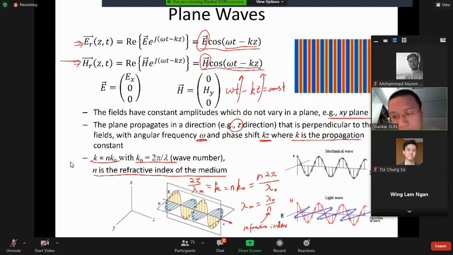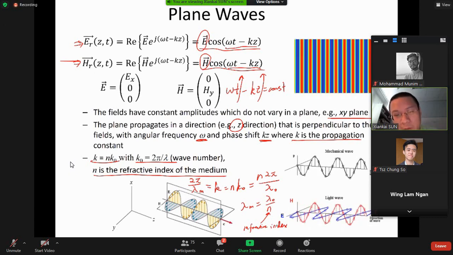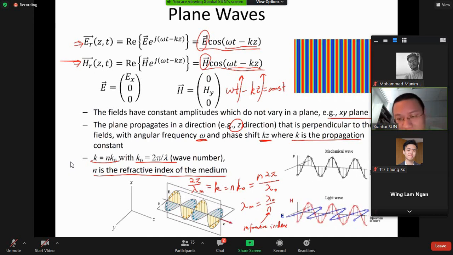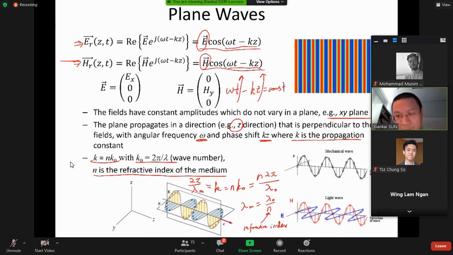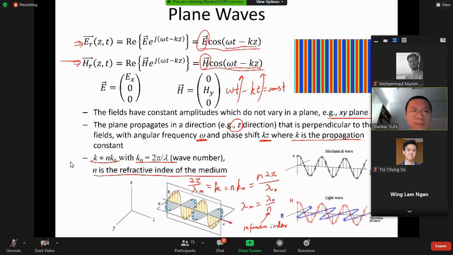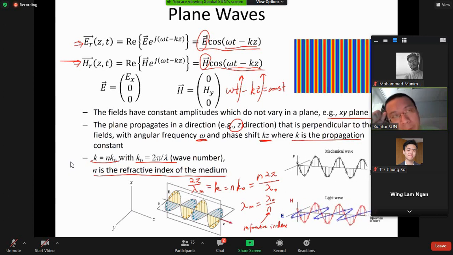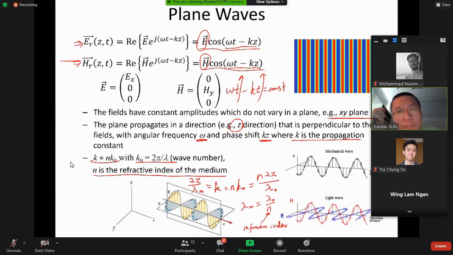Yes? So that means once this wave enters a medium with refractive index n, its wavelength is reduced by a factor of n. Okay? So far so good? All right.